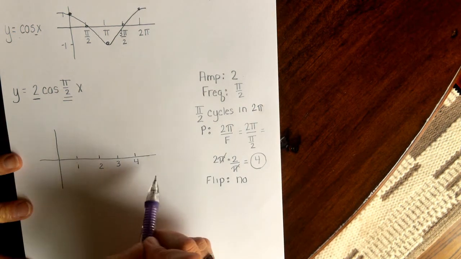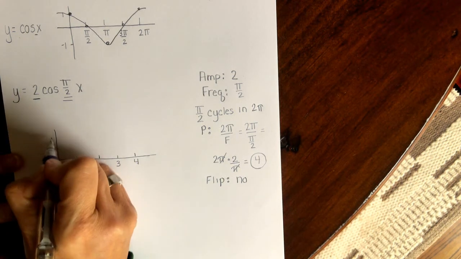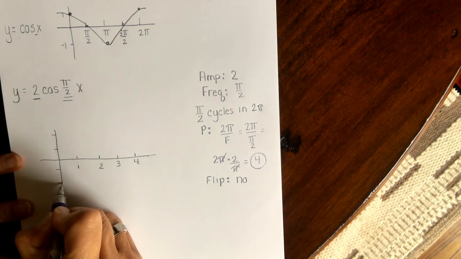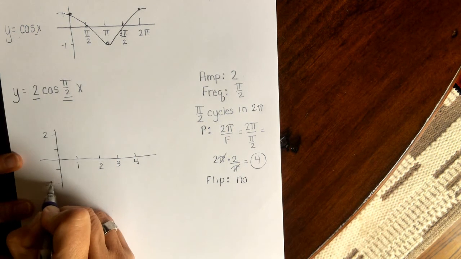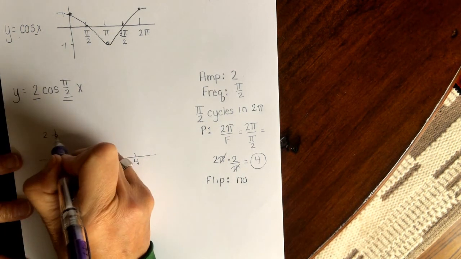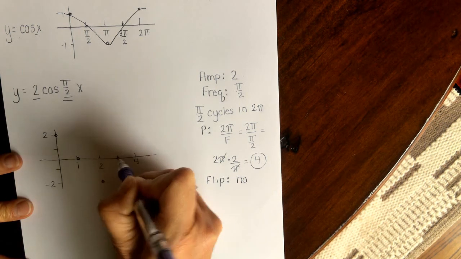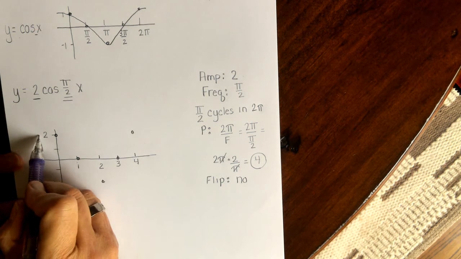We have not changed the midline, so that means the midline is still the x-axis. So I need to go up to 2 and down to -2, and I can draw it in. So high, middle, low, middle, high.